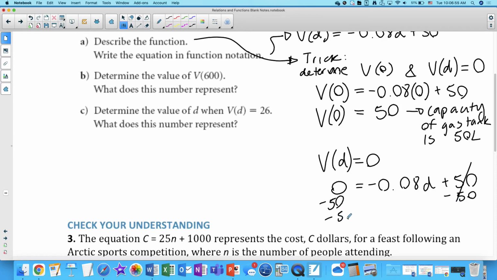Okay, and I don't know what that is. What is that? You need a calculator. Negative 50 divided by negative 0.08 is 625. I don't have room to write this, but this is the distance that you can go on a full tank, or on one tank of gas, rather.